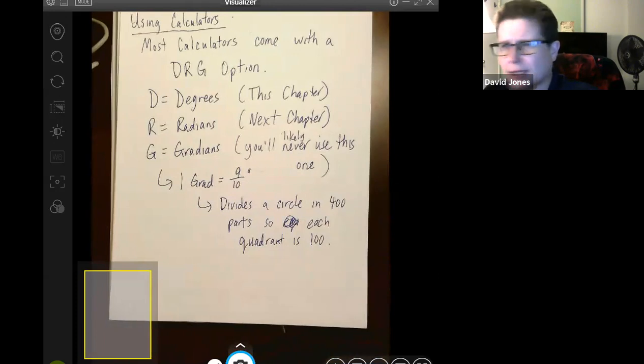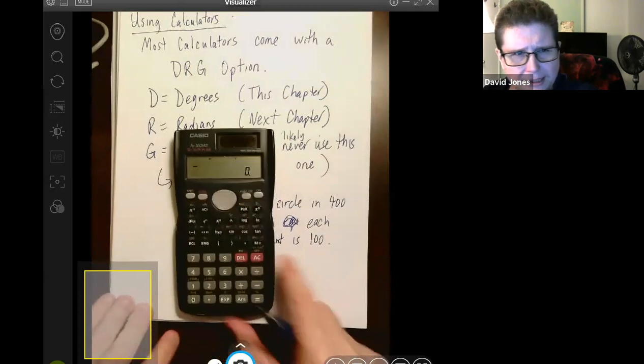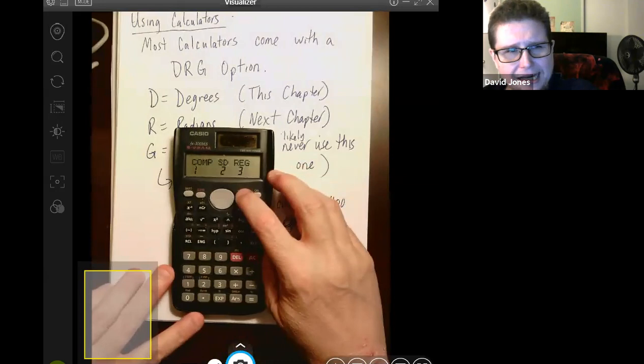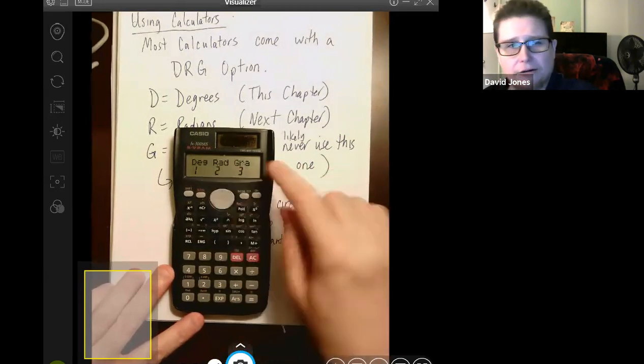And the metric system likes using multiples of 10. I'm sure that's where they do it. And you use it in European countries or places with the metric system. My calculator, I have to hit mode, and then I got to hit mode again. Degrees, radians, and gradients.